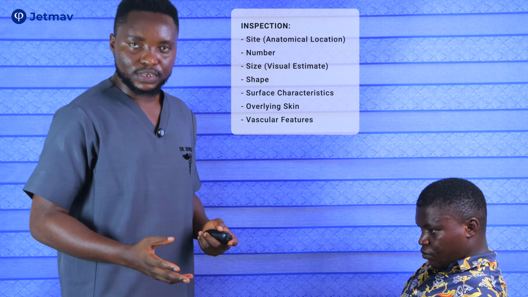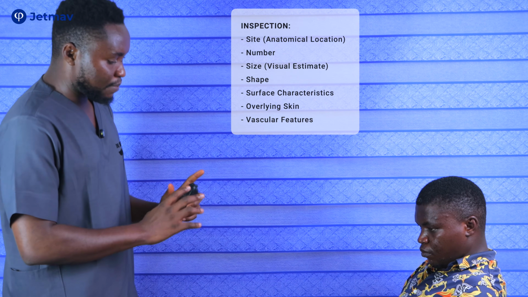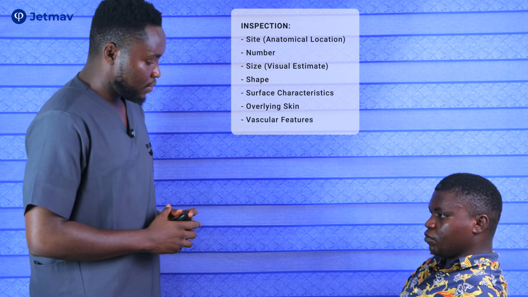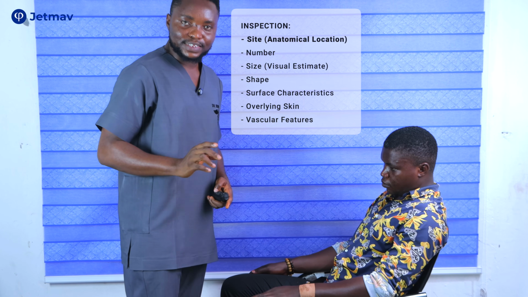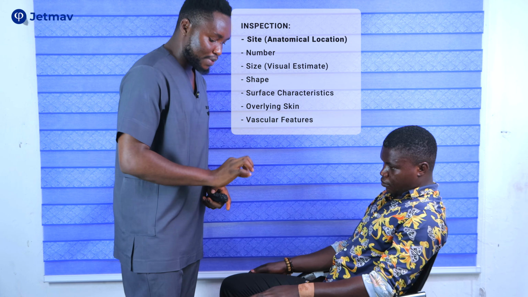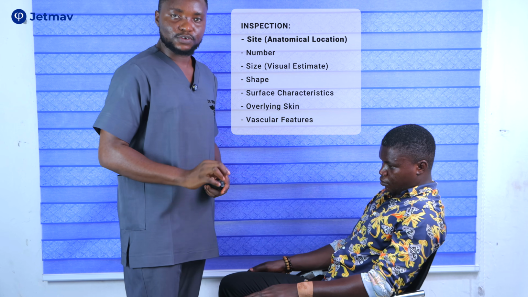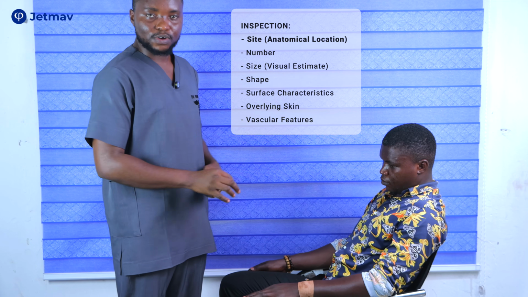The first technique we're going to use is inspection. Okay, we're going to start with inspection. And like I said, you are going to inspect the patient generally. Just look at the patient generally first to note the overall health of the patient. Okay, so the first thing you're going to note when examining this mass is the site, the anatomical site of the mass. So this mass is located at the dorsum of the left wrist. You have to be very, very specific when describing the mass. So this is a mass located over the dorsum of the left wrist.